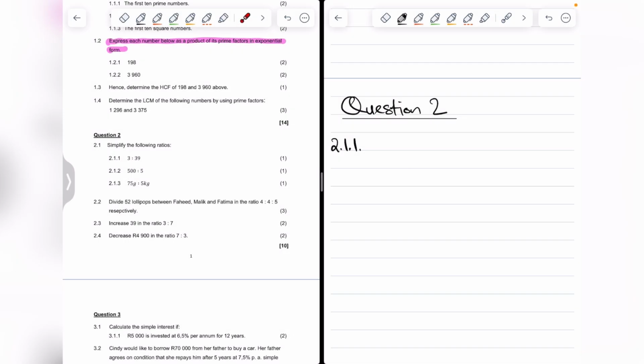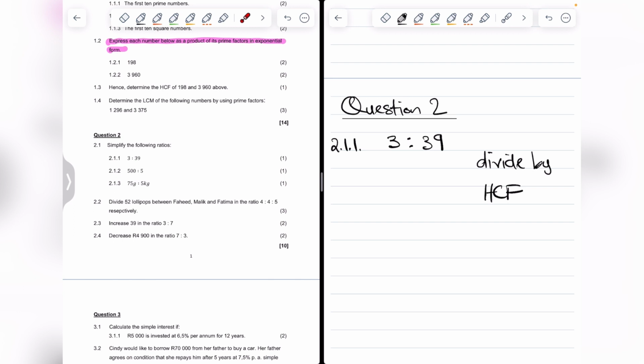Question 2 now, and we are being asked to simplify the following ratio. So 2.1.1, we have the ratio 3 is to 39. And of course, to simplify a ratio, we need to divide by the highest common factor, the HCF. So I need to find what is the highest common factor of 3 and 39. Of course, in this case, it is 3.